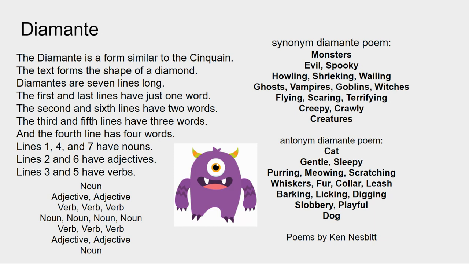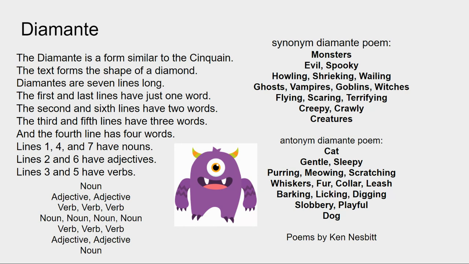Then we have the Diamante. These are very similar to Cinquains. These are now 7 lines long, and we start and end with one word. And in between, we have 2 words, then 3 words, and the line in the middle has 4 words. And usually, you have a combination of lines 1, 4, and 7 are nouns.